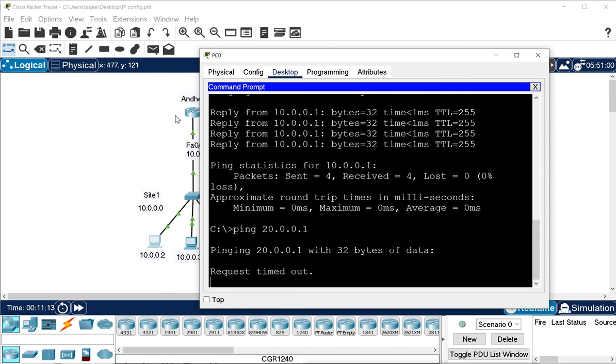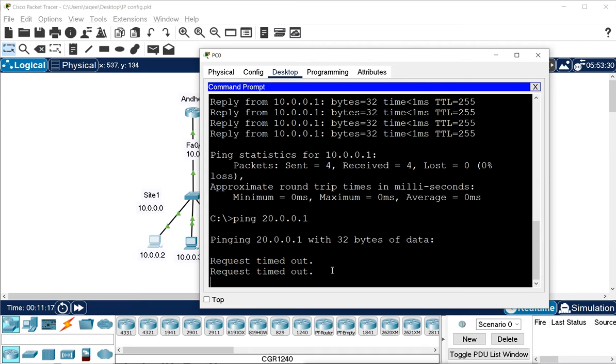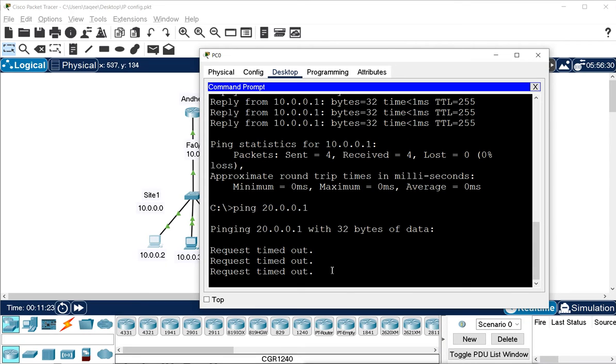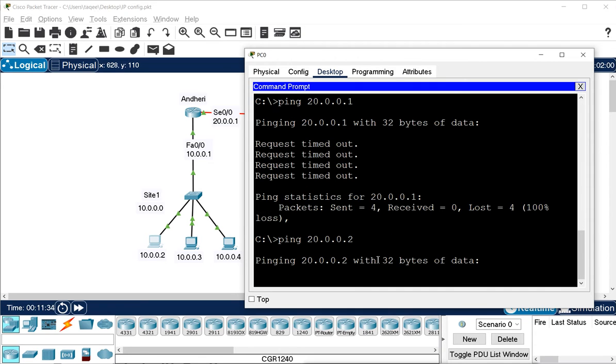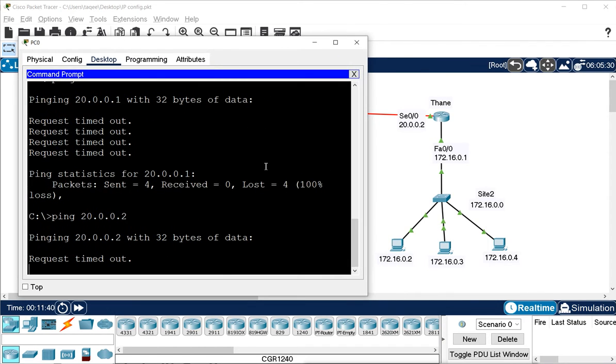They are connected to the same router, but still we are not getting the reply, because this is another network. It is another network, but it is still in the same router. We are not getting reply. I will try to connect 20.2. I will not get the reply. And even if I try to connect the other network IP, like from this side too, still we will not get the reply.